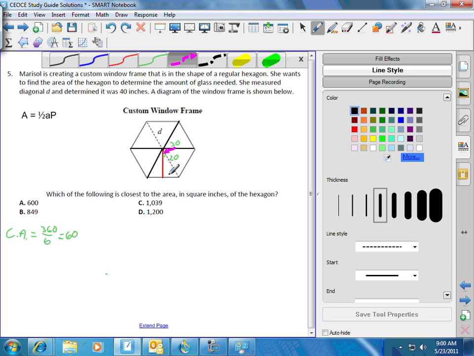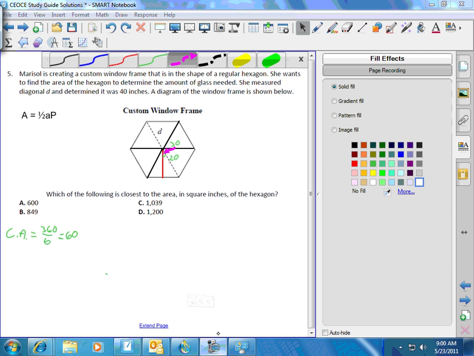We have a 30, 60, 90 triangle. We only have one side length, so we can't use the Pythagorean theorem to determine the length of the apothem or the side. So what we're going to have to use is our special right triangle theorem for 30, 60, 90. Let me stop and put that up here.